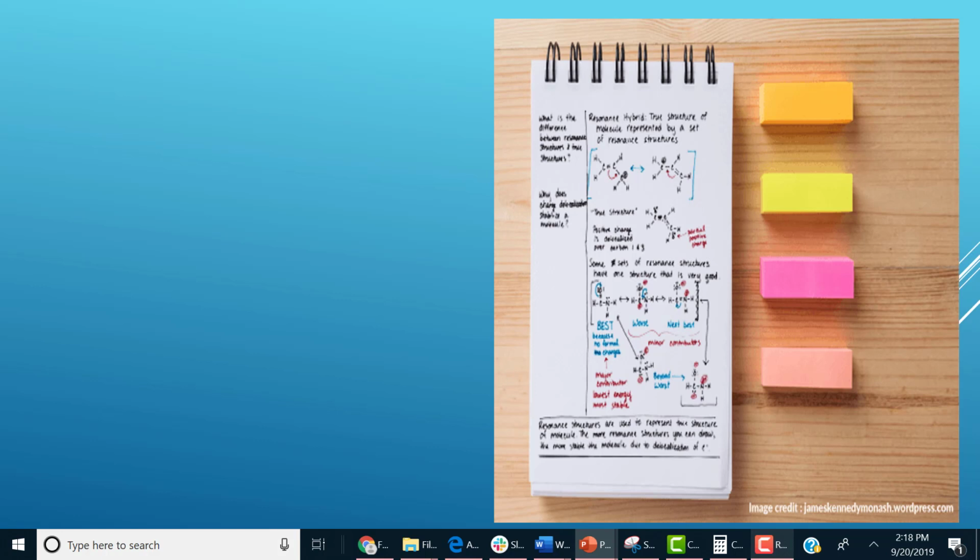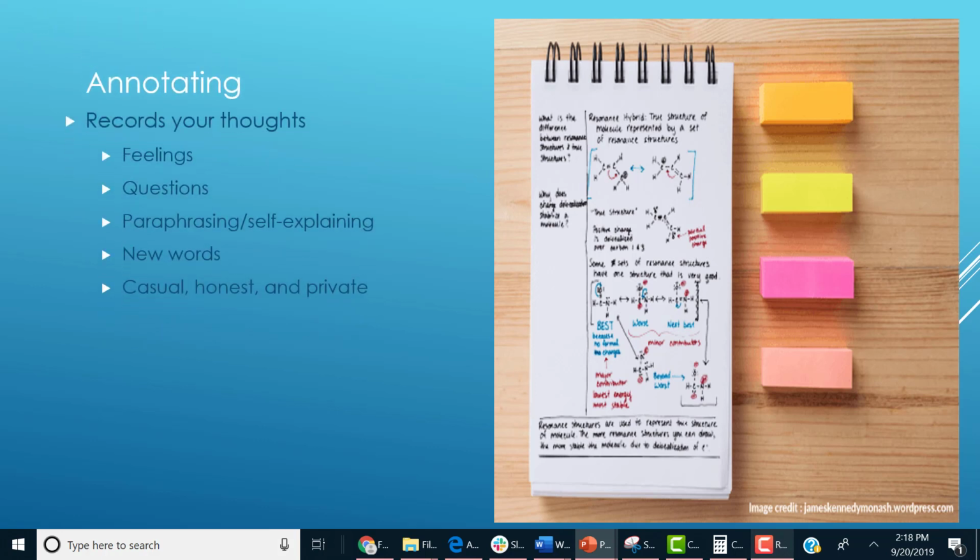On the other hand, annotating is more about recording your thoughts and your feelings about what you're reading. You can record your emotional response, so that could be something as simple as an LOL, or something like, why would this person write that, or something like, I really don't understand. You could record any questions you have, and these could be direct questions about what you're reading, or they could be just a question that you thought of that's indirectly related to the material, but something you want to remind yourself to look into later.